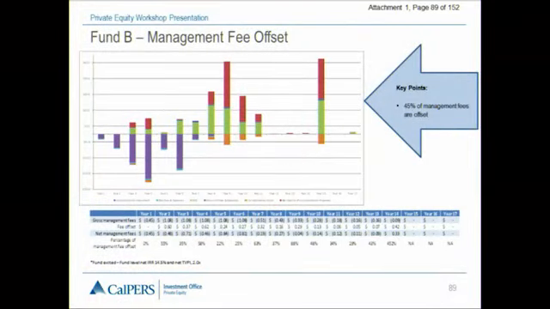Next slide shows the management fee offset. Again, this is Fund B. You can see in this example that 45% of our total management fees were offset, meaning that we didn't have to pay 45% of our contracted management fees. The other thing that's unique about this example is that the fees, if there's a surplus of fees, are returned to the limited partners. So you can see in year 14, there's cash coming back to the limited partners because that's when the fund was fully exited.